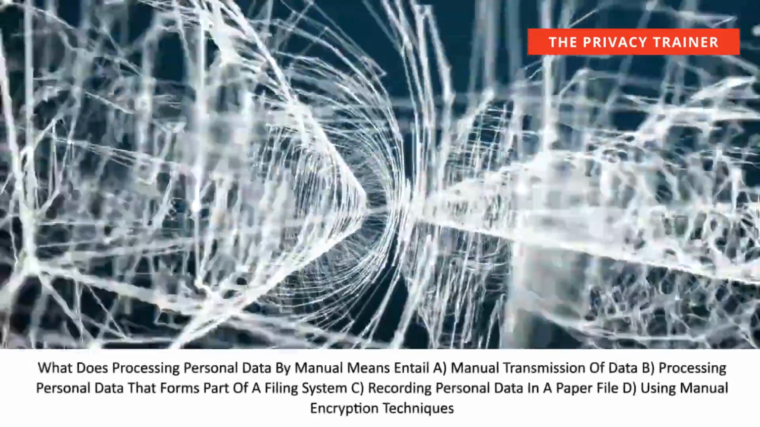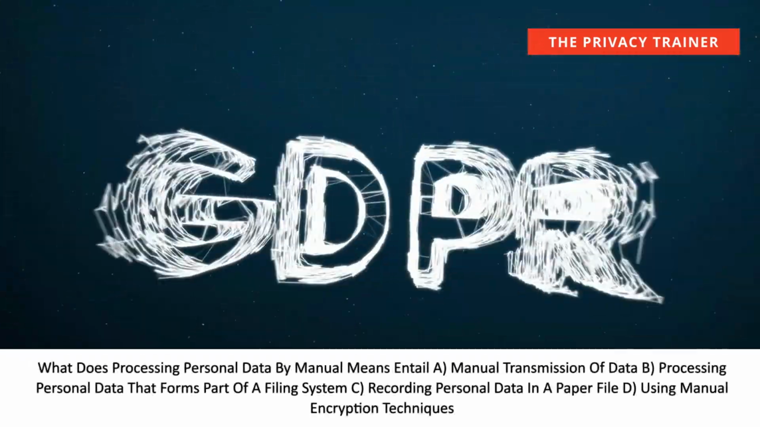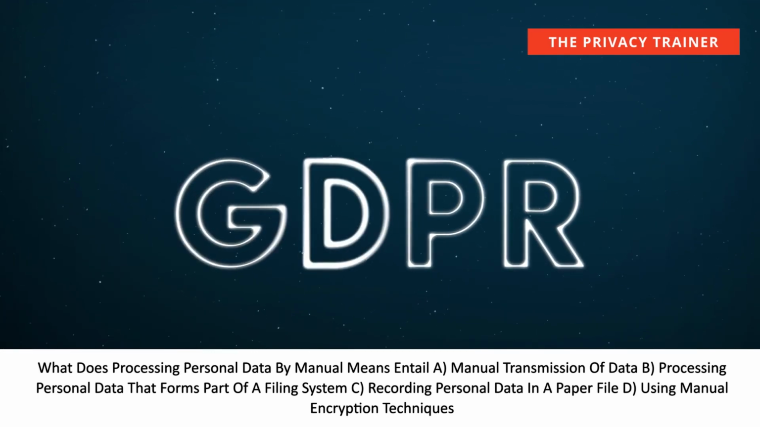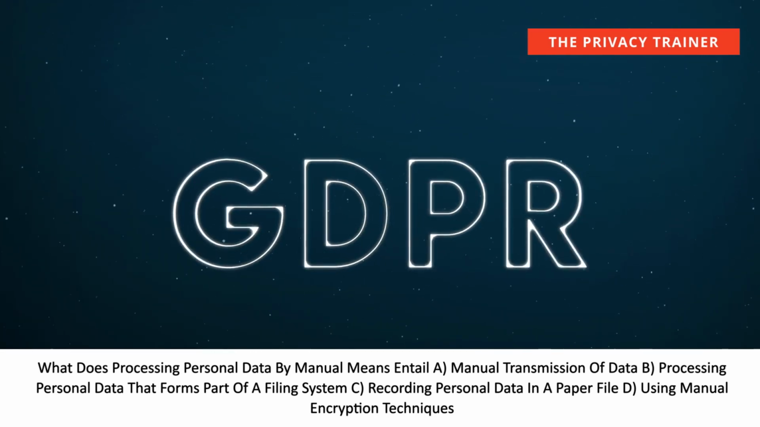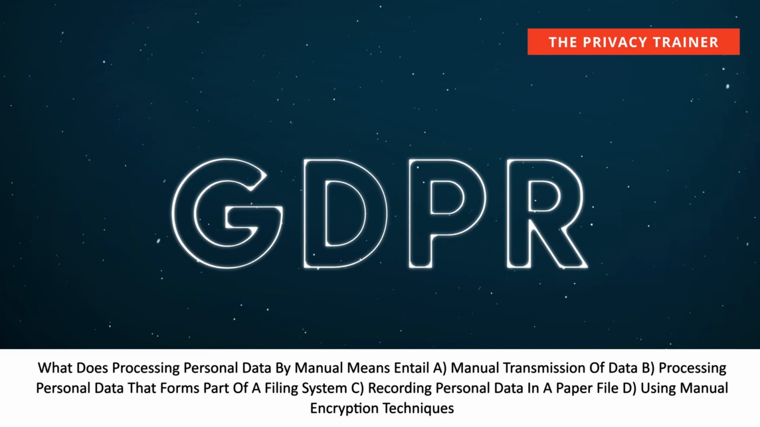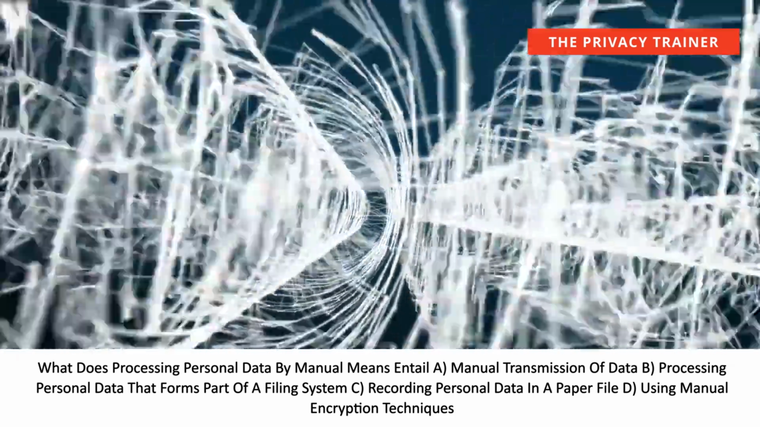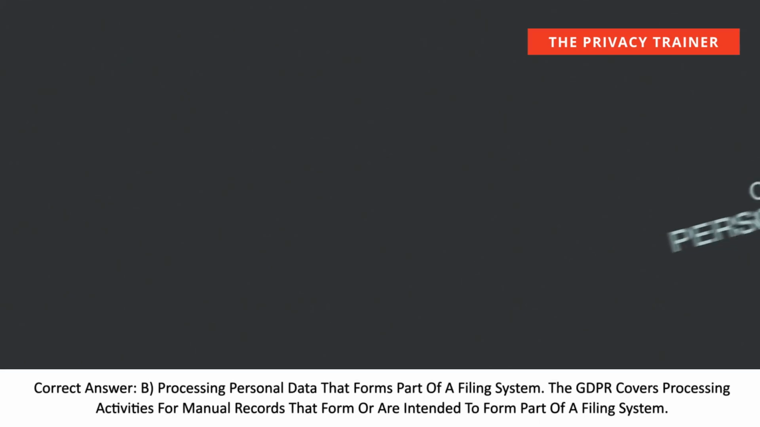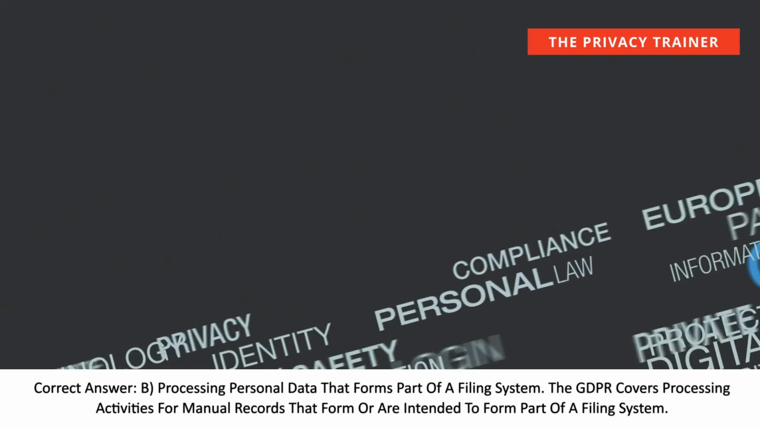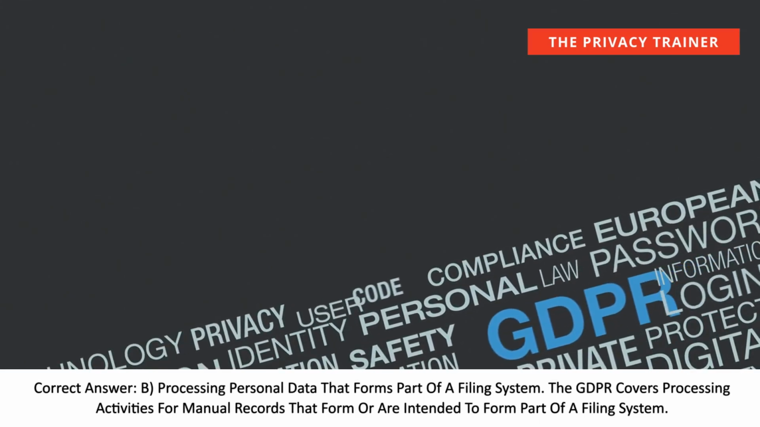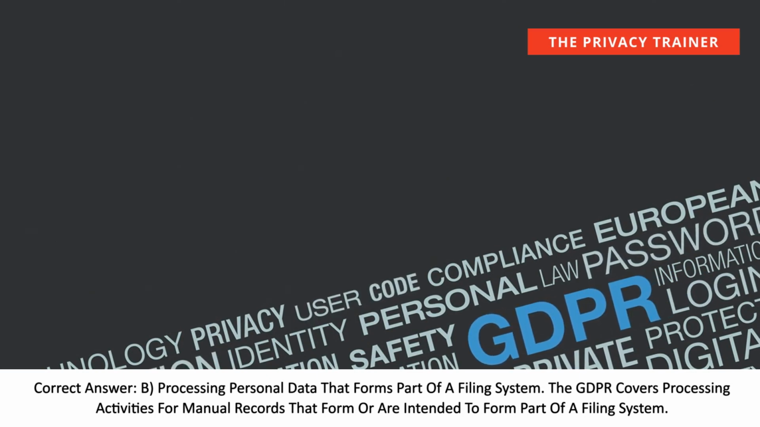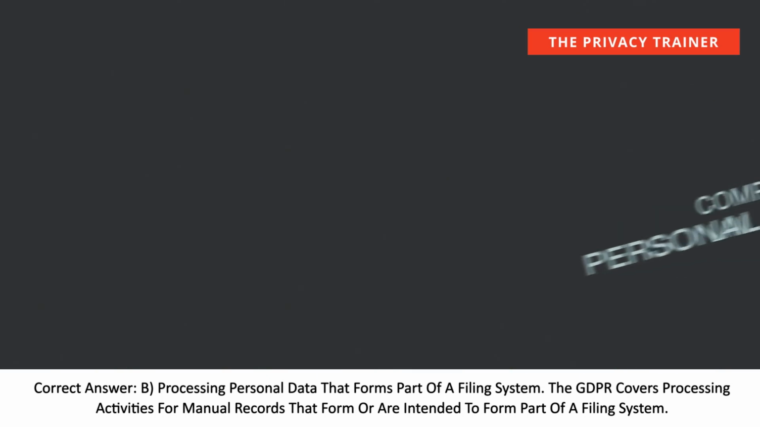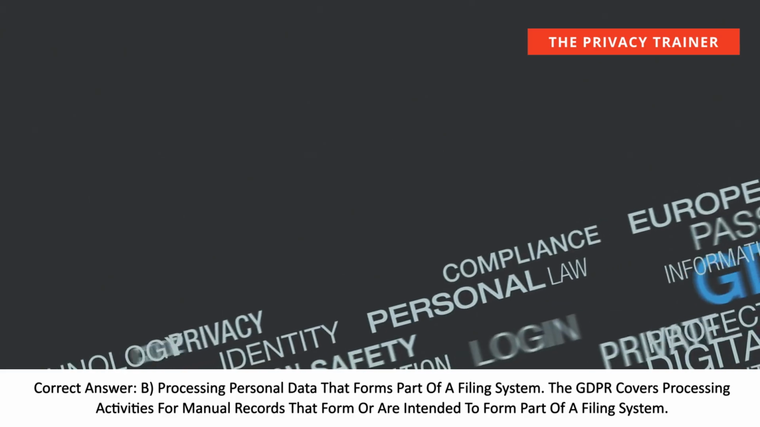What does processing personal data by manual means entail? A. Manual transmission of data. B. Processing personal data that forms part of a filing system. C. Recording personal data in a paper file. D. Using manual encryption techniques. Correct answer: B. Processing personal data that forms part of a filing system. The GDPR covers processing activities for manual records that form or are intended to form part of a filing system.